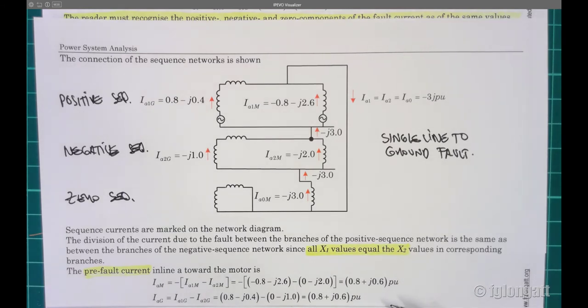If you look at the numerical results, you can see that those numbers are similar. There is a minus here, and a minus over there, because the current coming from the motor to the generator is minus the current on line A coming from the generator to the motor.